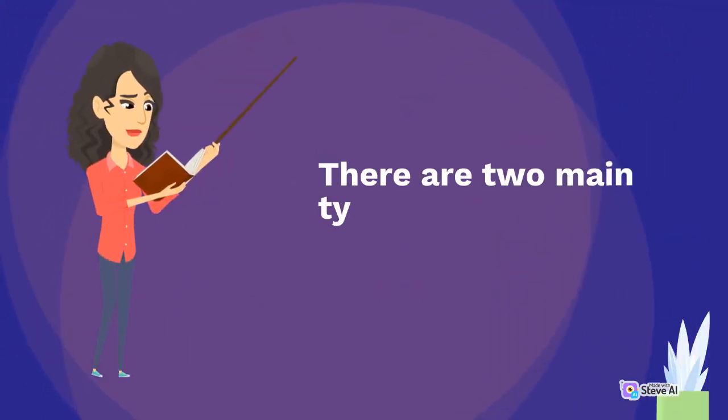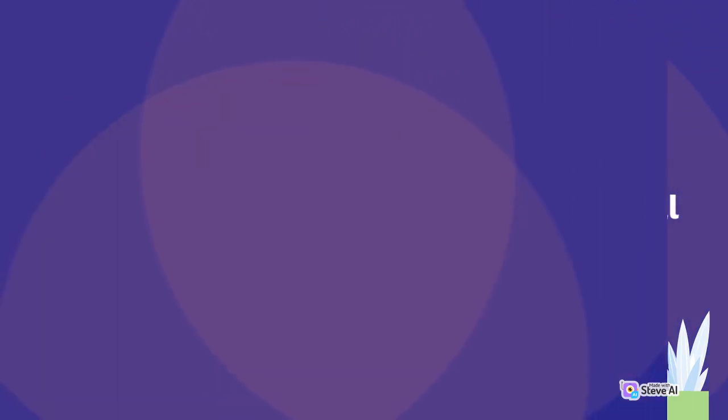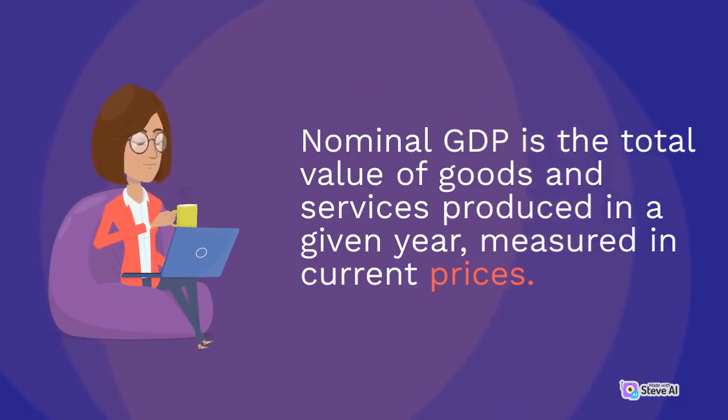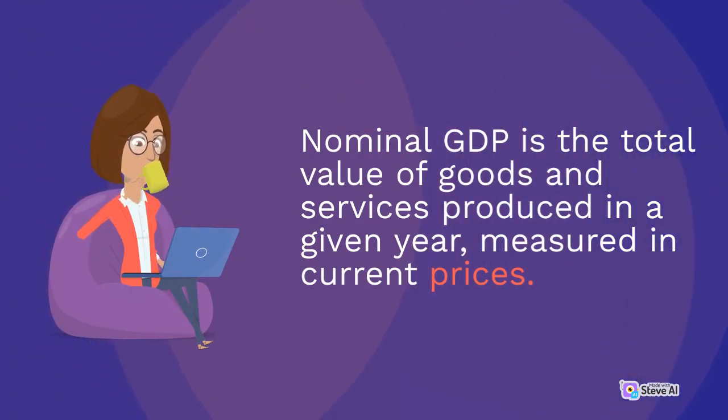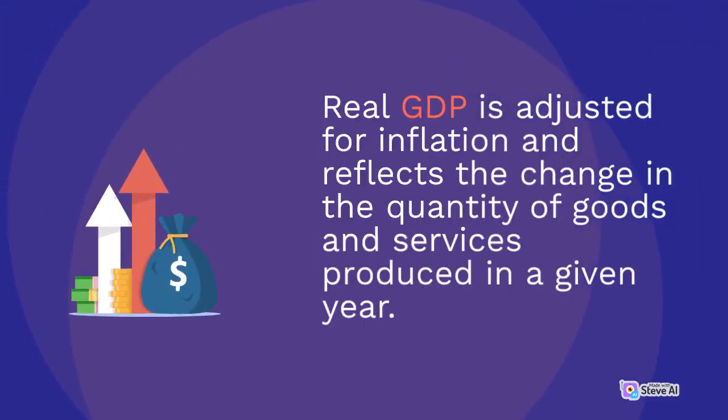There are two main types of GDP, nominal and real. Nominal GDP is the total value of goods and services produced in a given year, measured in current prices. Real GDP is adjusted for inflation and reflects the change in the quantity of goods and services produced in a given year.